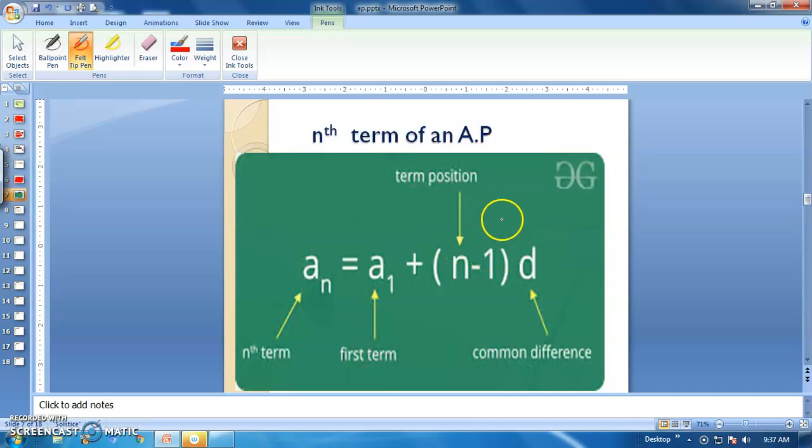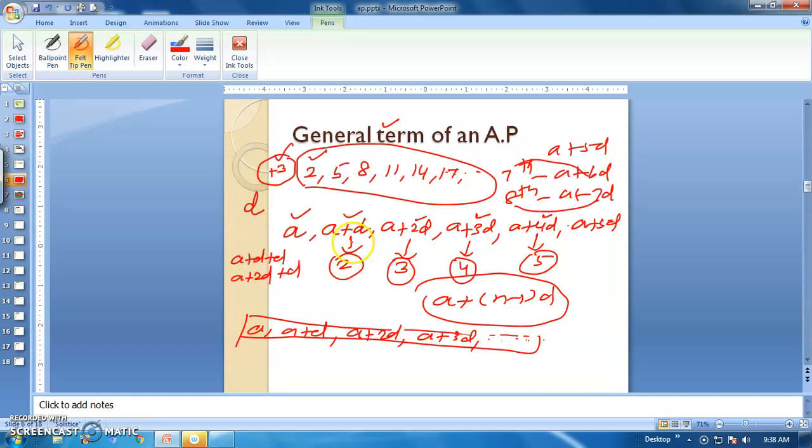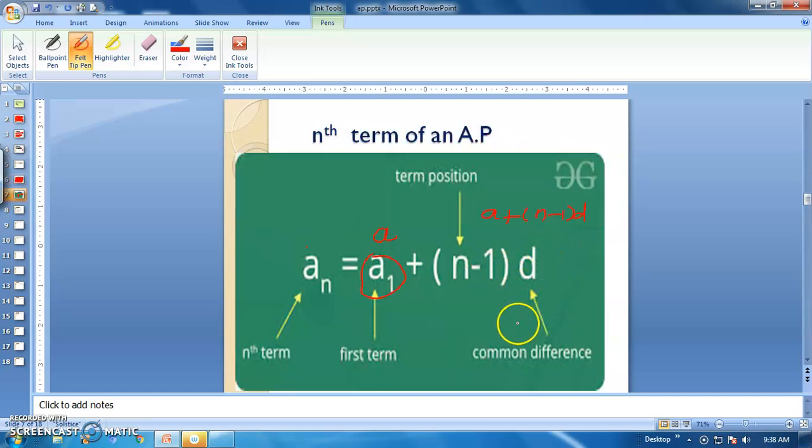Okay, so how can you write the nth term? It is a plus n minus 1 into d. So this is the formula for finding the nth term of an AP. Here you can write a1 or a also, because a is the first term. Always you can denote a as the first term. And here d is the common difference, already given here, and n is the position. And this is the nth term. So this is the formula for finding the nth term of an AP, right?